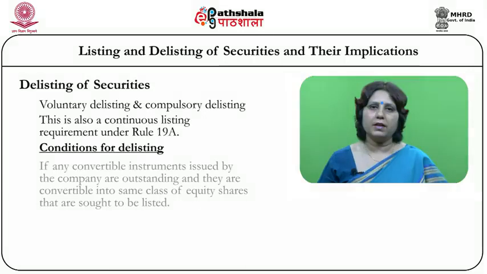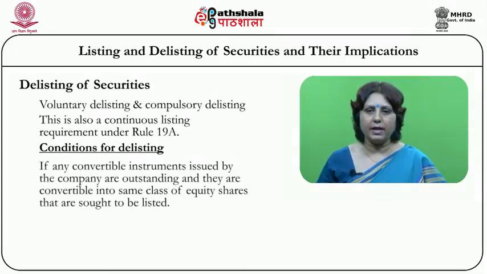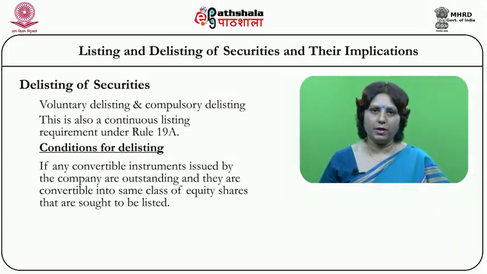And if any convertible instruments are outstanding at the time of the delisting, and these convertible instruments are convertible into the same type of securities which are proposed to be delisted, then the company cannot go ahead with the delisting of these securities. So these are the 4 conditions or exemptions where the delisting is not possible.